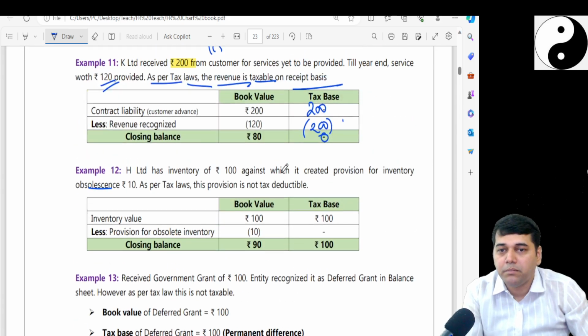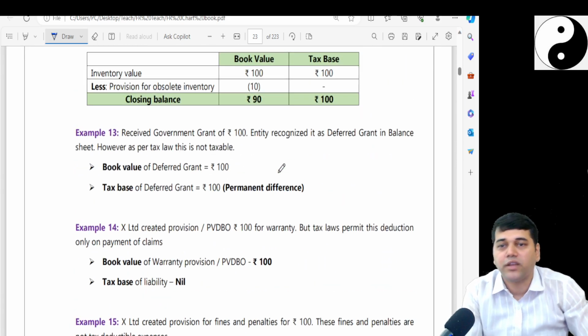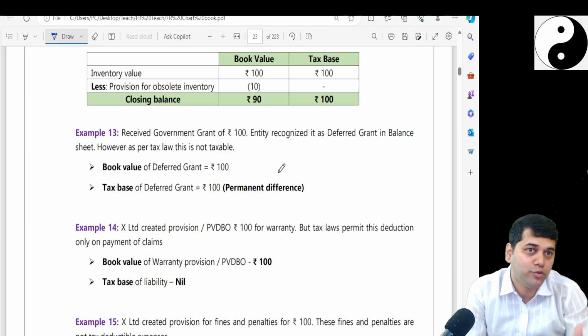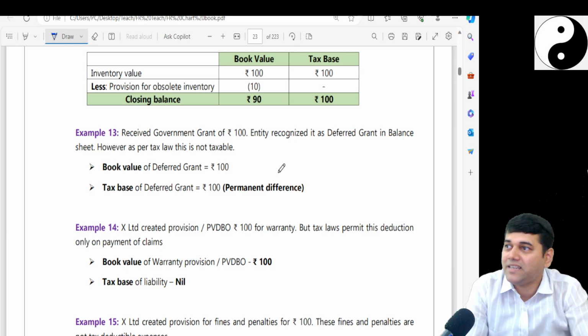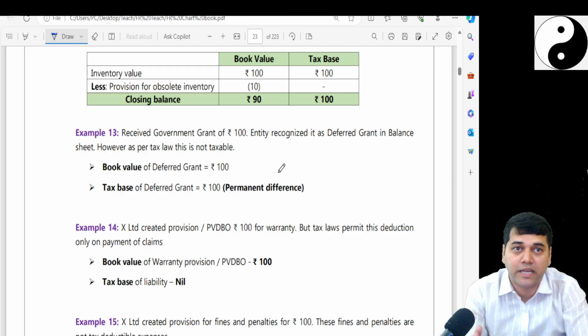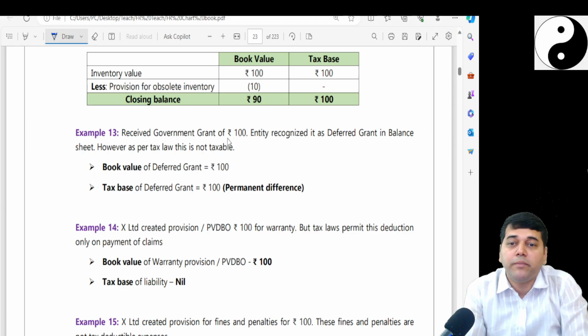Now, example number 13. Okay, 3 more examples. Very important, because with this, you should get a fair idea of how it works. Then the rest of the things are like child's play for you. This is the one which is the heart of this chapter. Received the government grant of rupees 100.